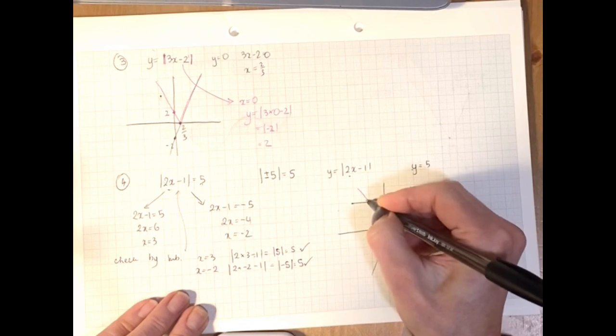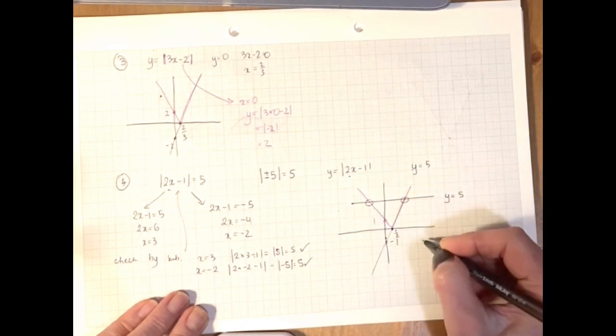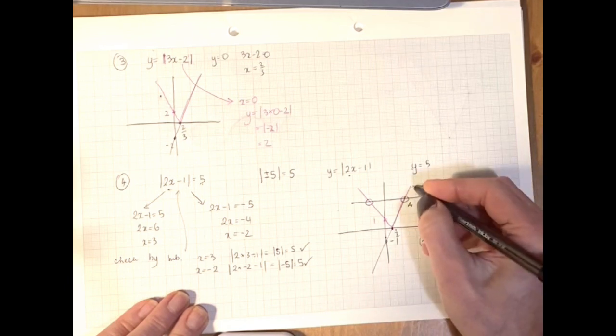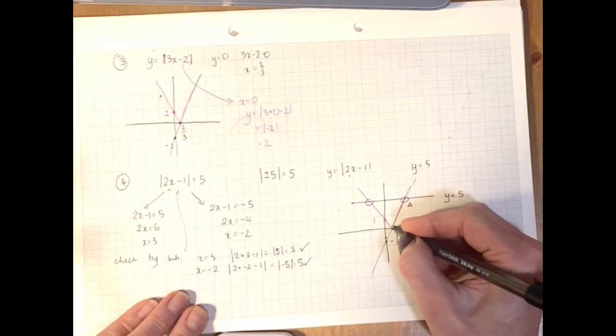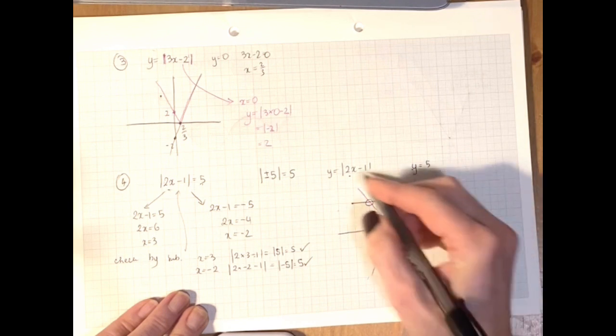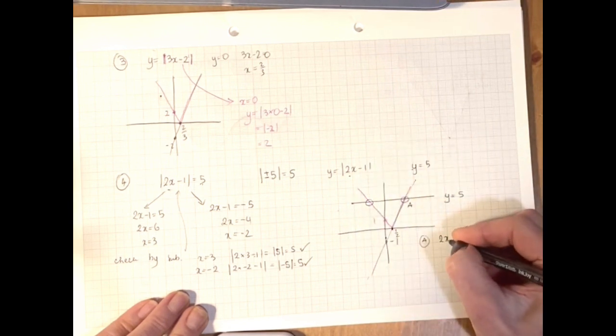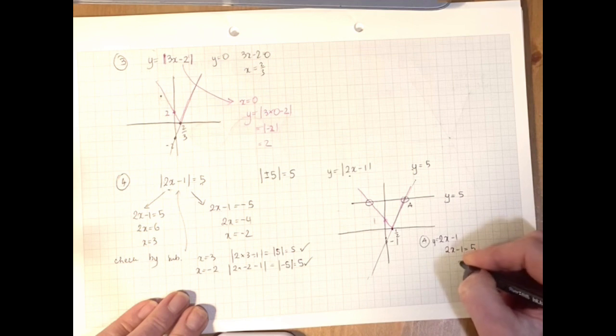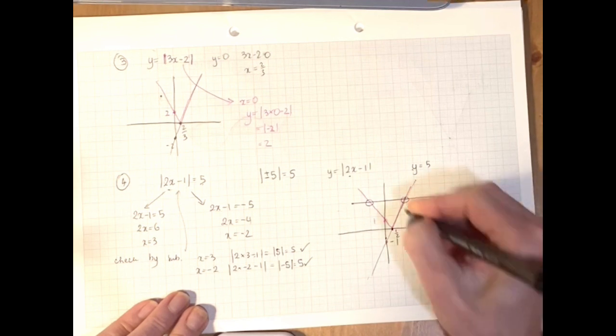Now the points of intersection, there are 2 of them. Point A you will find by taking the equation of this line, which is y equals 2x minus 1, and make it equal to 5. So 2x minus 1 equals 5. That corresponds to 2x, 6x is 3.